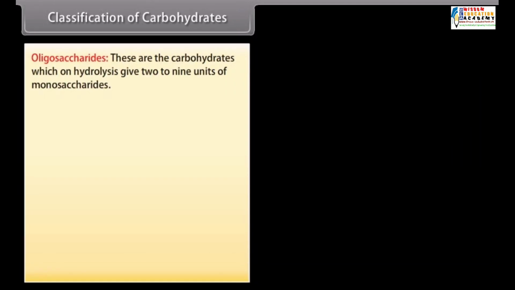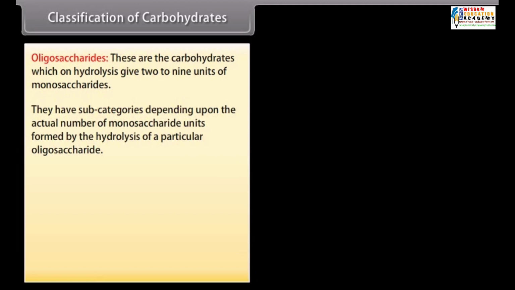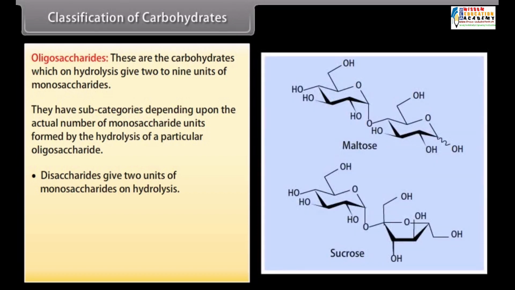Oligosaccharides. These are the carbohydrates which on hydrolysis give 2 to 9 units of monosaccharides. They have subcategories depending upon the actual number of monosaccharide units formed by the hydrolysis of a particular oligosaccharide. Disaccharides give 2 units of monosaccharides on hydrolysis. For example, maltose and sucrose.